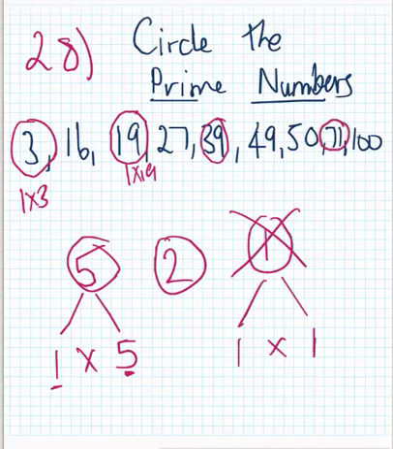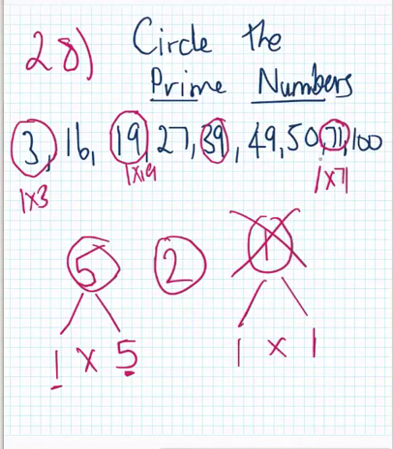Okay, the only way is 1 times 71, nothing else. And 100 is not a prime number because we know it's even. So for example, 50 times 2 is 100, and so on. So out of this list, we had 1, 2, 3, 4 prime numbers.